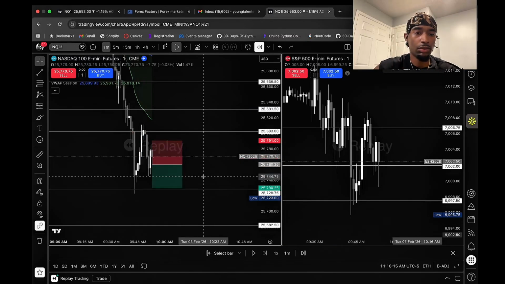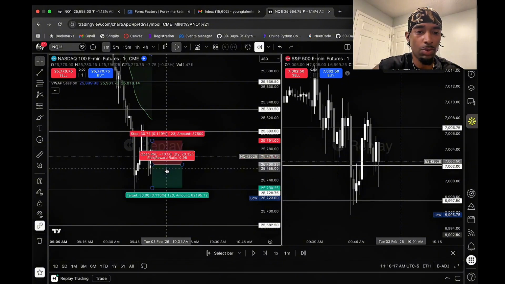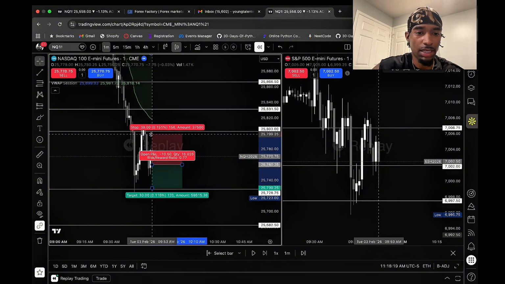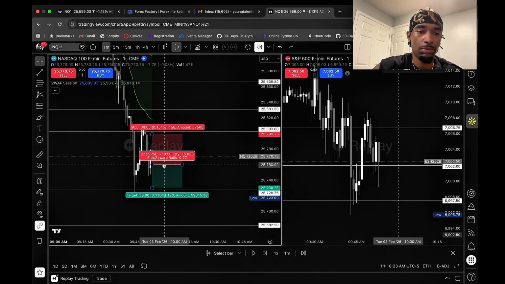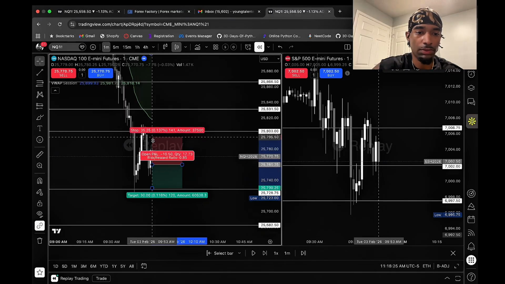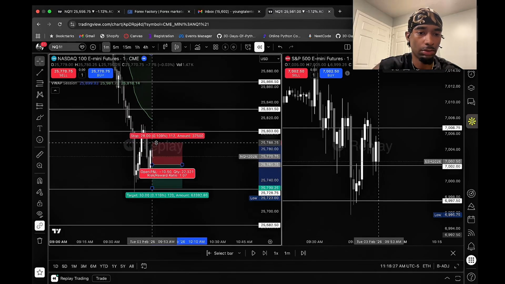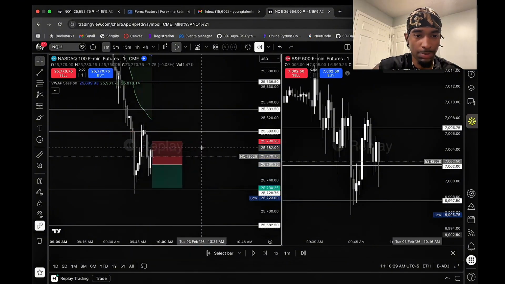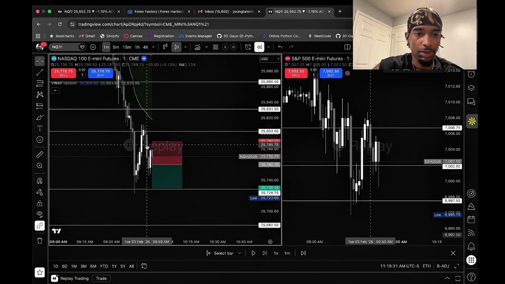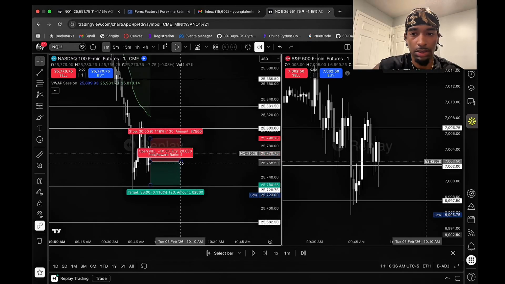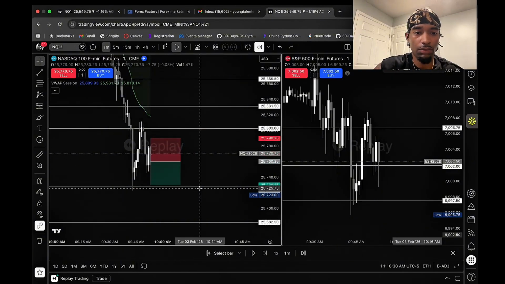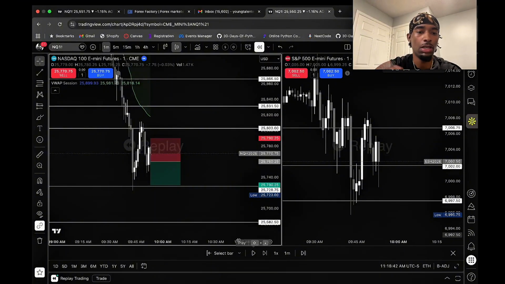The reason why I enter on this candle was because I wanted to put my stop loss at the top of this displacement candle, but it was just like, bro, I'm not trying to risk 40 points or like $800. I'm not trying to do that. So I just put my stop loss right here, a little bit above the 50% of this displacement candle. But I really could have waited for the next candle to open up, and that probably would have been the best entry to do.